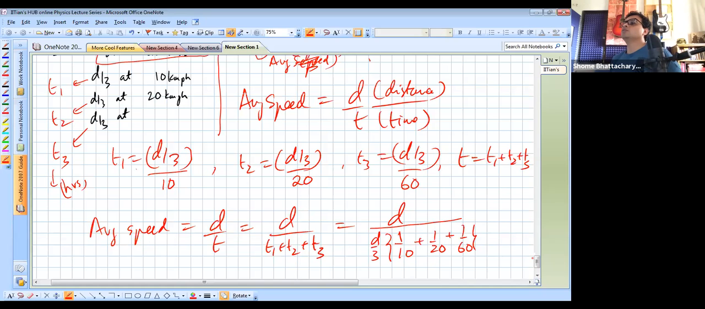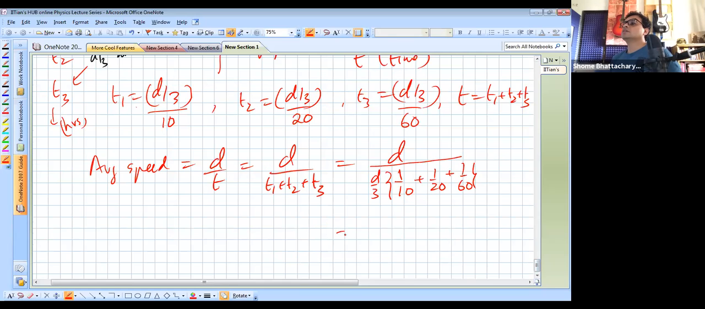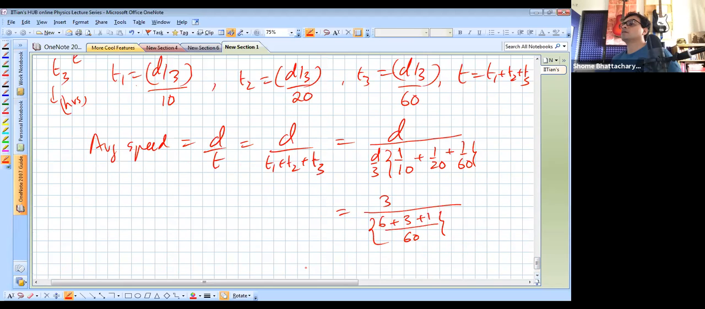But in the meantime, one thing you can do is cancel off the d's, take this 3 in the numerator, and then solve the denominator with LCM. So the LCM in the denominator is 60. You can see this is 6 plus 3 plus 1. So this is becoming 3 into 60 divided by, how much is this now? 10. So 18. And because everything was in kilometers and hours, this will come out to be in kilometers per hour. So that will become our average speed.